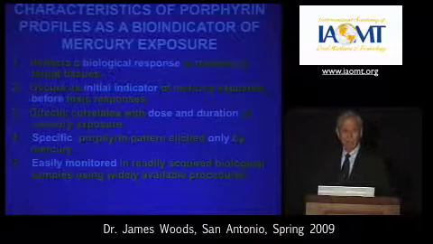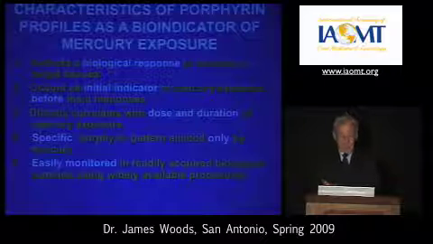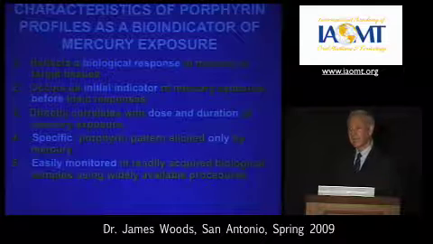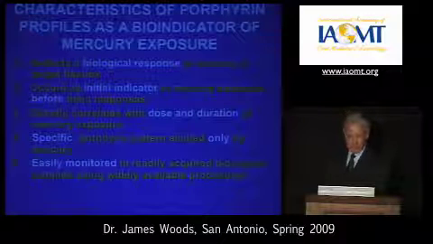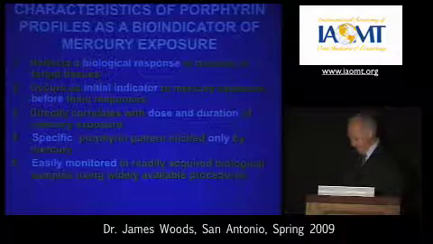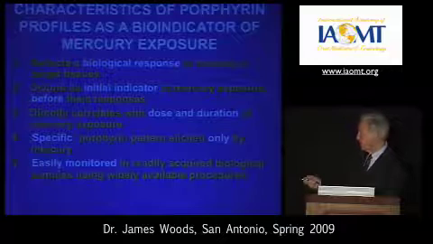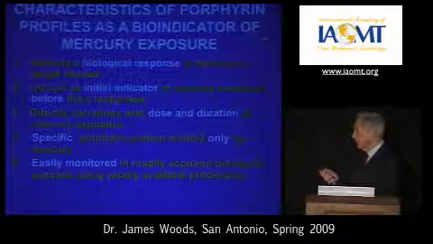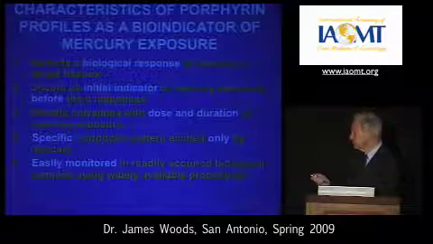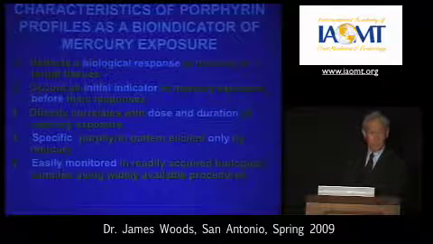Well, we did an awful lot of studies in animals to demonstrate the efficacy of this urinary porphyrin change as a biomarker of mercury exposure, and I don't have time to go into all those individual experiments right now, but I just want to conclude this portion by describing how the porphyrin change serves as a specific biomarker of mercury exposure. So first of all, it certainly does reflect a biological response.